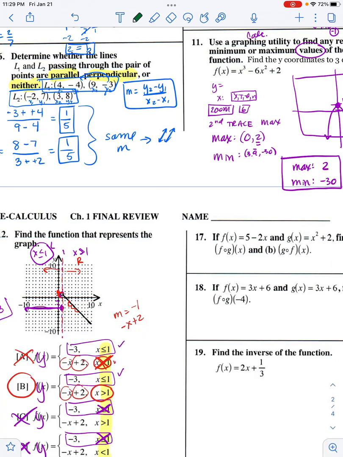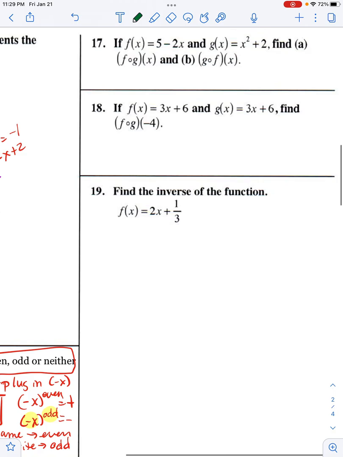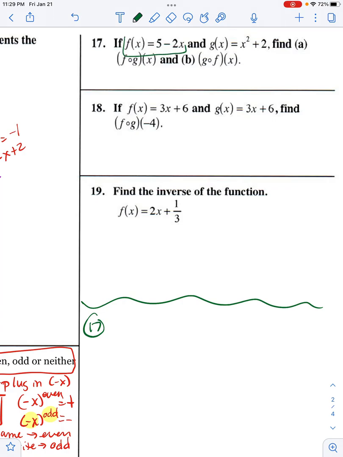What's this fun thing? Okay, so I won't have enough room here to do this, so I'm going to cheat and do some of 17 down here. I'll leave a little space for 19. So 17 gave me my two formulas: 5 minus 2x is f, x squared plus 2 is g.